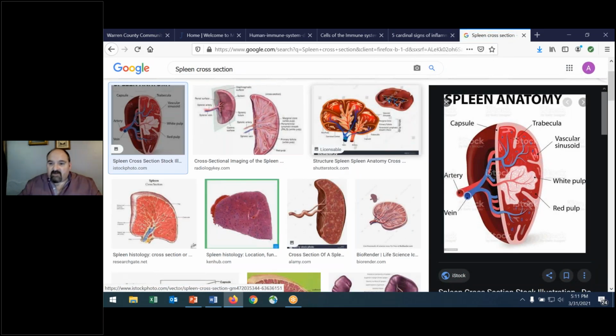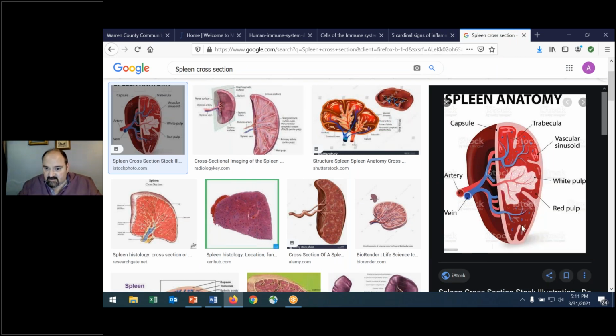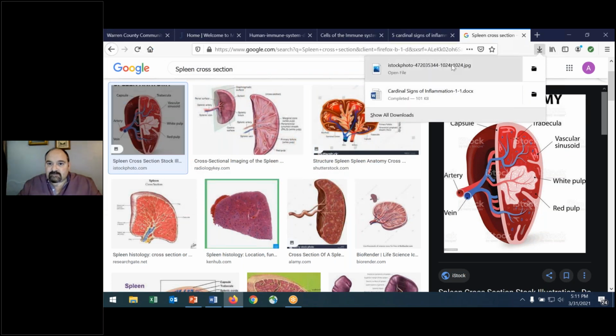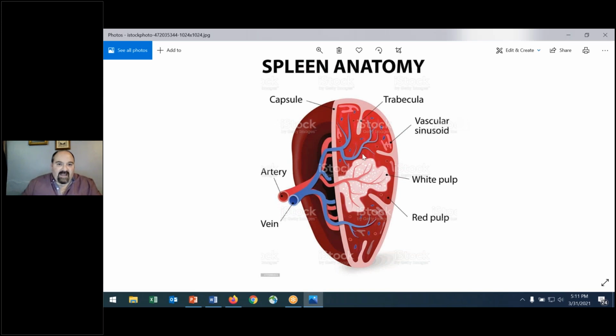Okay, yeah, here we go. This is just a simple image, but it does help. And actually, I can post this image for you all. It's showing you here, folks, that the white pulp is associated with the red vessel, which would be the artery, right? And the red pulp is associated with the veins, the venous blood. That's the example I wanted to show you there.